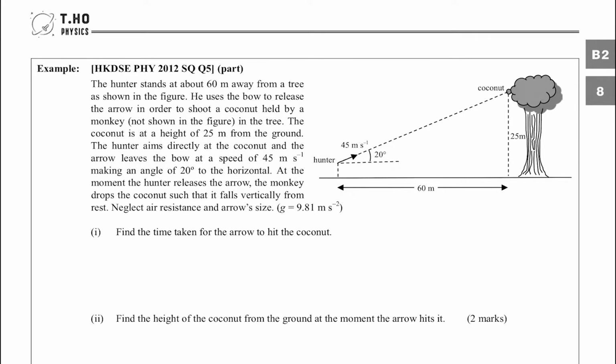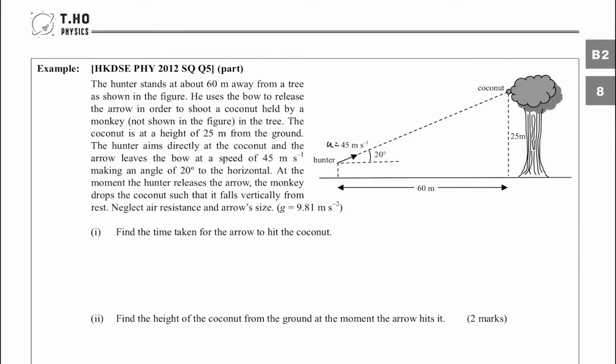Here we come to DSE Physics 2012 structured question 5. So we are talking about a hunter and monkey experiment here. The hunter is aiming at the coconuts, not the monkey this time, and fires a bullet with 45 meters per second initial velocity at an angle of 20 degrees, aiming at the coconuts.